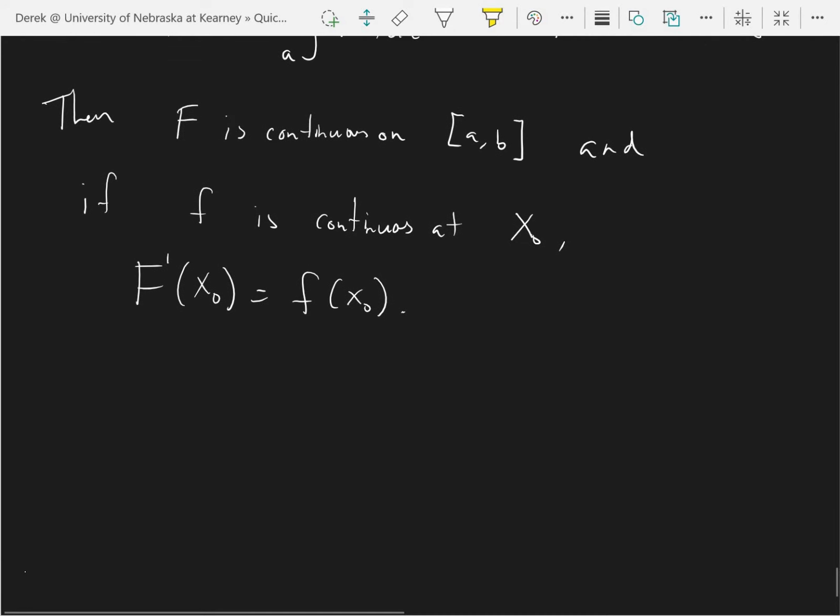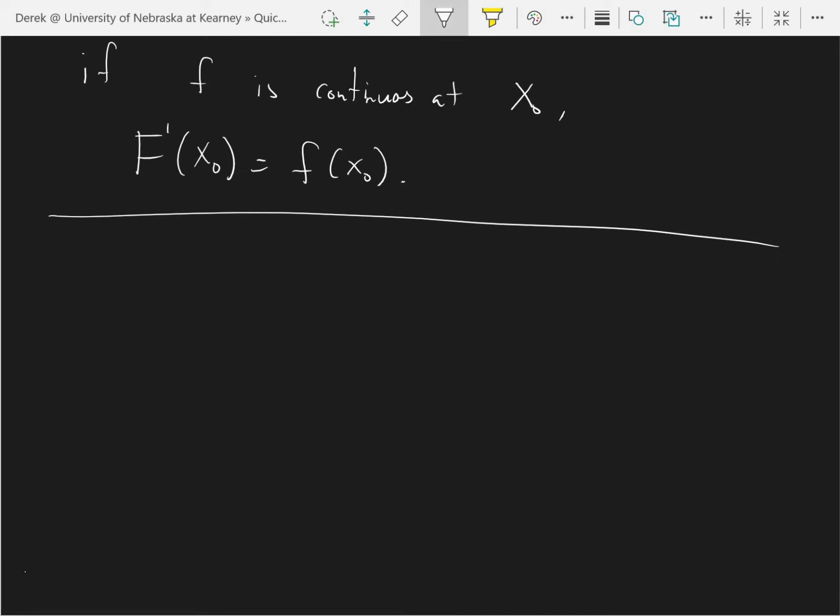Okay, so let's prove this. We have to prove two things. We have to prove it's continuous, and then we have to prove that it's differentiable if little f is continuous. So, proof. Well, let's draw a picture first. What are we going to do here?